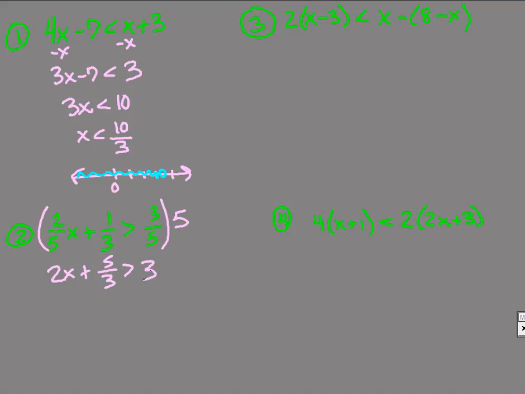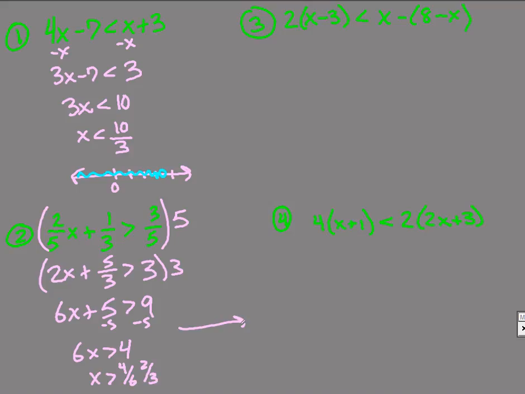Well, notice, I still have a fraction. So, let's multiply by the denominator again. Multiply by 3. 3 times 2x is 6x. Here the 3's cancel out and leave you just 5. And you get 9 left on that side. So now I can go and solve like normal. Subtract 5, gives you 6x is bigger than 4, which means when you divide by 6, x is bigger than 4/6, or 4/6 reduces to 2/3.